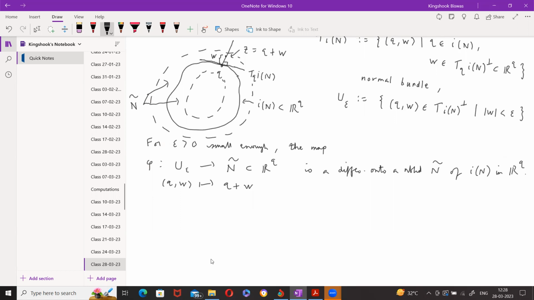Okay. So now we can define a map rho. First we define a projection map. So define the projection now, pi. This is a nearest point projection. Pi goes from N tilde to I of N.